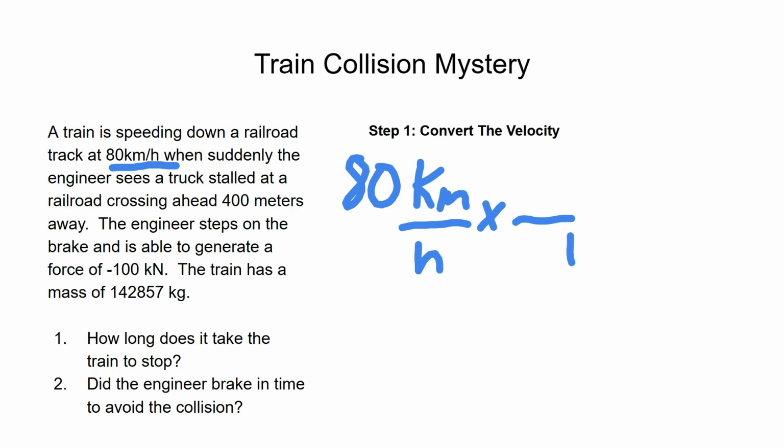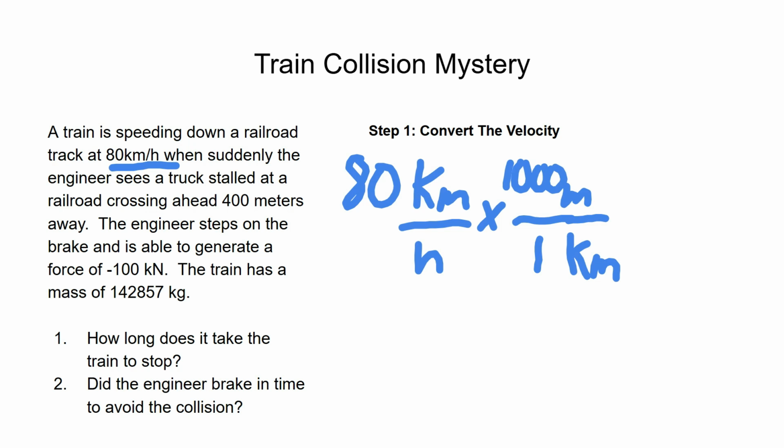So we're just going to put km at the bottom. And then we're going to put what we're trying to convert to at the top. So we say meters. The next step is to write out what is the ratio between meters and kilometers. The ratio is 1 kilometer for every 1,000 meters. So we multiply that across, we're going to get 80,000 meters per hour.